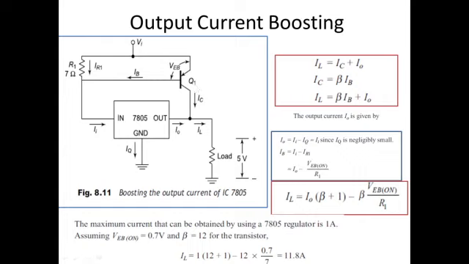Okay. So when the current required by the load is very low, the current drops, and let's try to understand the equations. Your output current is here. The output current of your 7805 is I0.